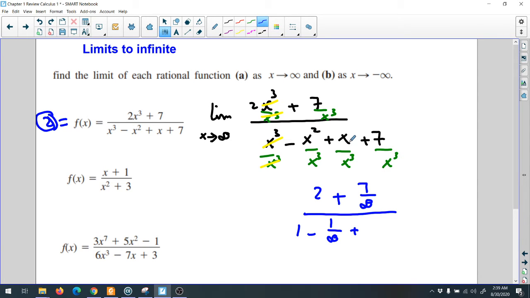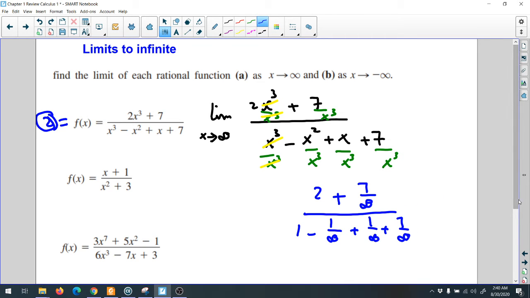And here is x with x to the third, cancel x with x, it will be 1 over x squared. Plug in infinity, it will be 1 over infinity squared, which is the same, infinity. And here is 7 over x to the third. Plug in infinity, it will be infinity cubed, the same as infinity. So it will be 7 plus 7 over infinity.